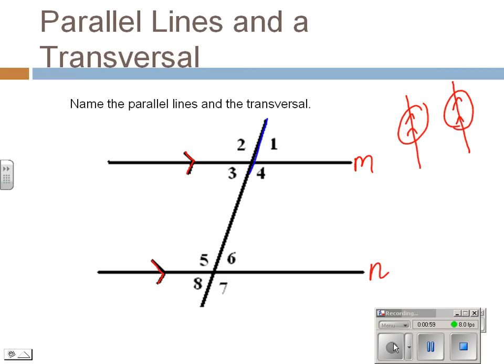This piece is called the transversal, and let's just call it T. So this would be something you would normally see. You'd be given an angle, maybe you'd be given angle 6, and then asked to find the other angles in this problem.